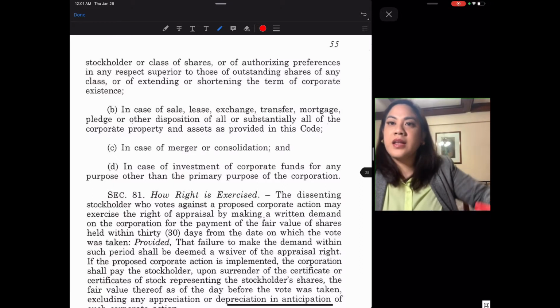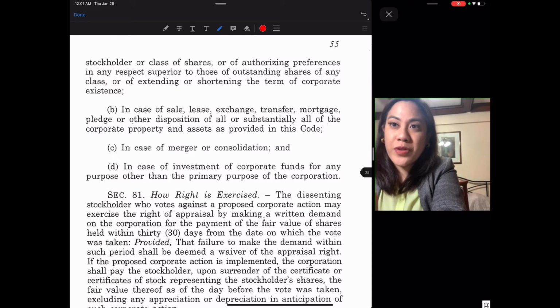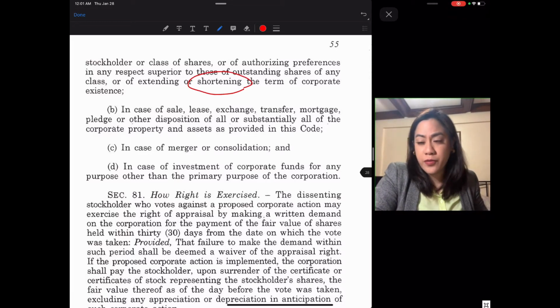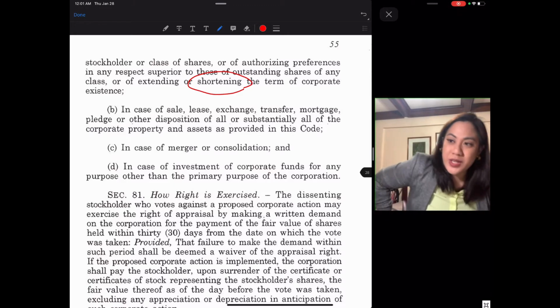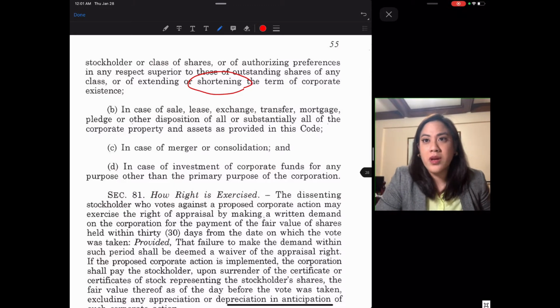Here. In cases of extending or shortening the corporate term, there's a very good observation cited by a former dean of law school, Dean Villanueva or CLV. He commented that it is quite absurd to exercise the appraisal right if the corporation is to shorten its term of existence. Why? Because usually when you shorten corporate terms, it means you want to end it now. So if you want to end it now, why would you even want an appraisal right when everyone's gonna get their share of the capital anyway?